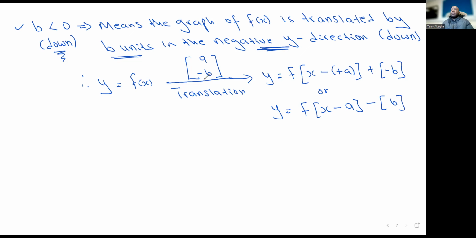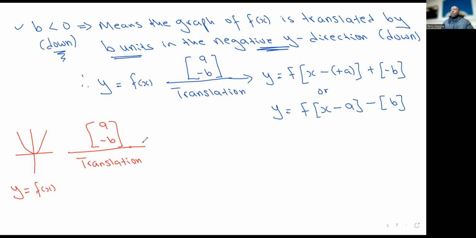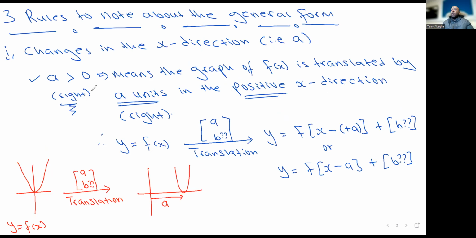Now, we can also try to draw the graph and see how it will affect the graph for this. So if you have a particular graph, let's call this y is equal to f of x, okay? Now this particular graph is undergoing a translation of A positive and B negative. Are you seeing it? Now what you notice is this particular graph at first, A is positive. So remember I told you when A is positive, it means it's going to the right. The graph will move to the right.